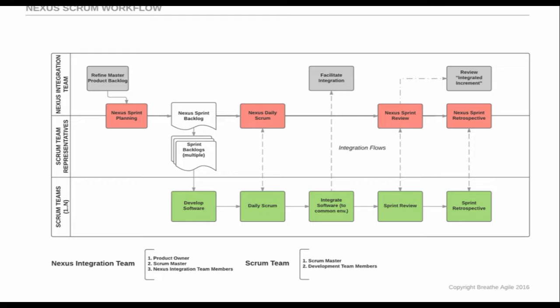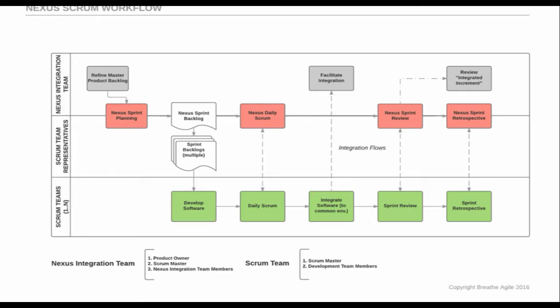In this meeting, the representatives from individual Scrum teams attend along with the Nexus integration team, and they come up with Nexus Sprint backlogs. So there will be one sprint backlog per Scrum team participating in the Nexus Scrum. So you will have multiple sprint backlogs at the end of this exercise.